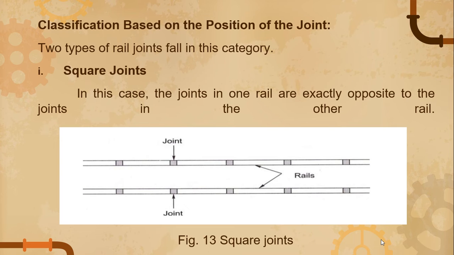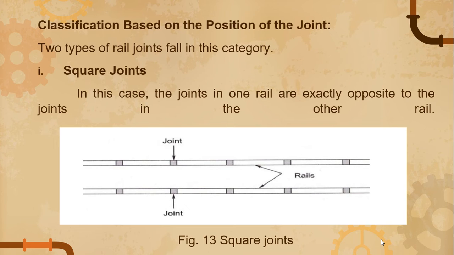So kapag dumadaan yung mga trains, yung two opposite joints ay sila yung nagbe-bear ng impact force at the same time dahil nga exactly opposite sila or magkapantay sila. And dahil magkapantay sila, nare-reduce nito yung number of hits to the rail track. The running of the train will be more smooth. At present, madalas itong ginagamit sa railway lines.